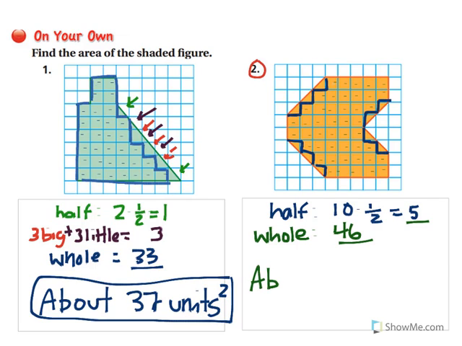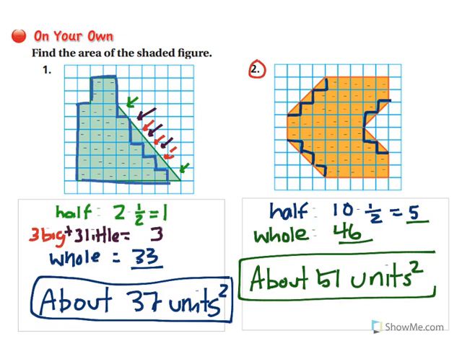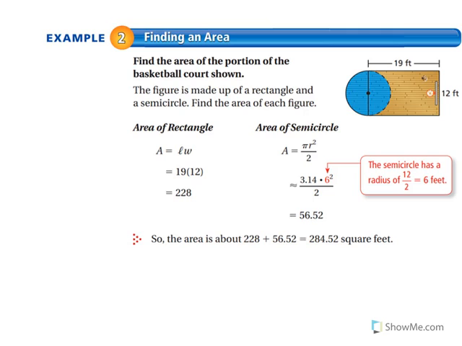So about 51 units squared. And actually, to me, it gets easier when we are dealing with the shapes that we know, when we're not dealing with abouts. Not dealing with estimation, it gets easier and quicker because it all deals with formulas. So let's go ahead and move forward and take a look.